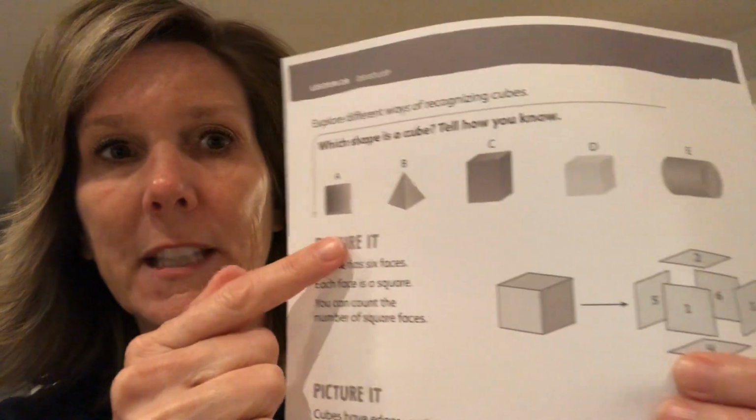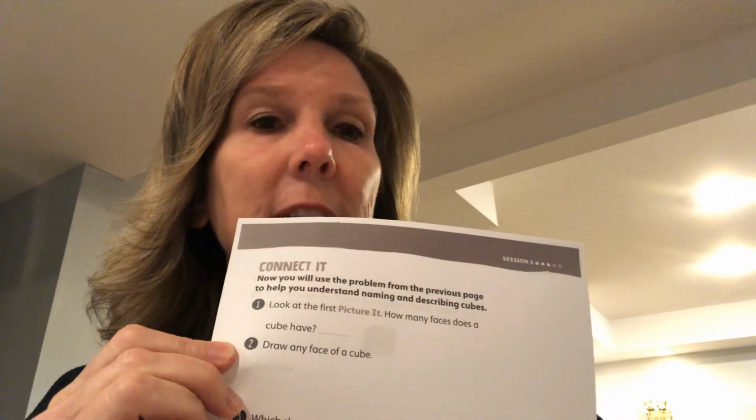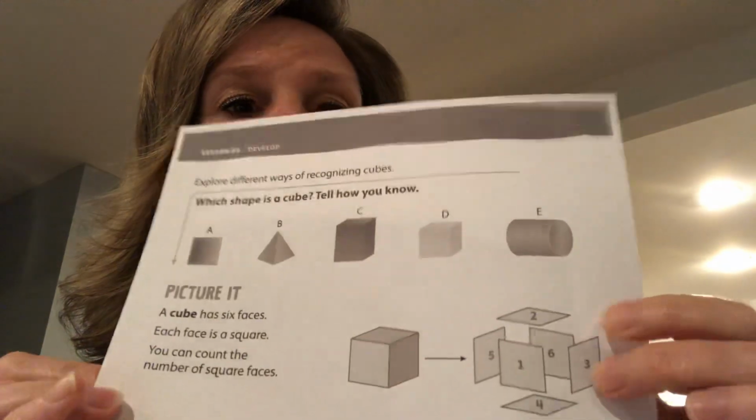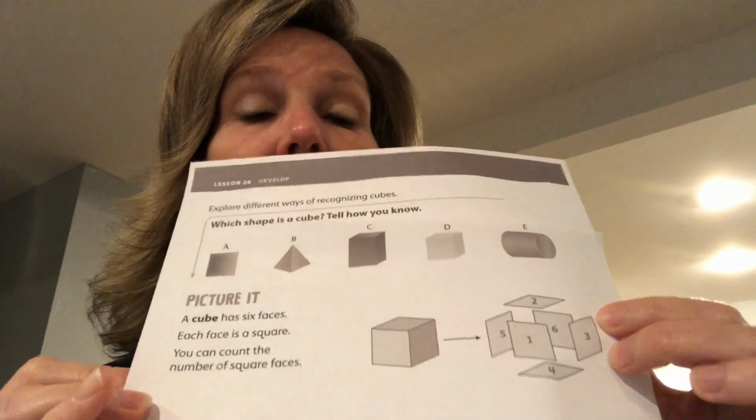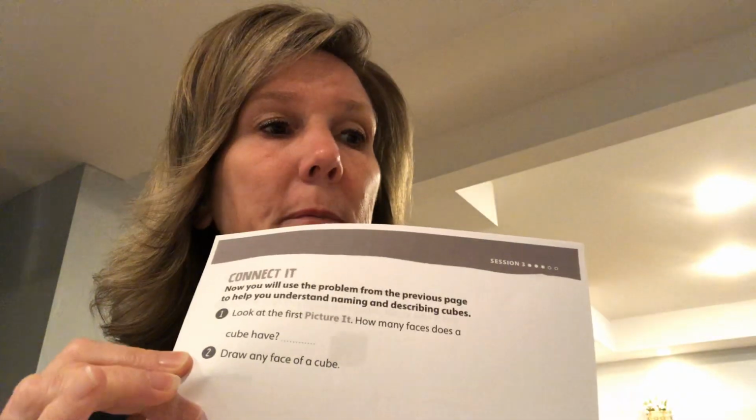It says, look at the first picture. So lots of paper movement. This first picture, where it talks about the faces. It says, look at the first picture. How many faces does a cube have? Well, if you go back here and count, the faces are the flat parts, and they number them for you. So that should be easy. You can put the answer here.